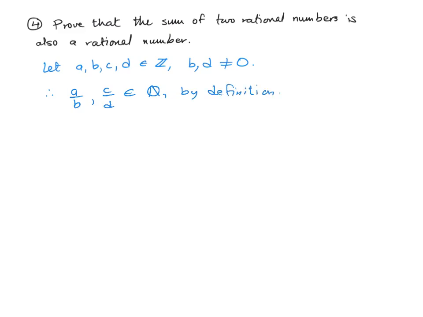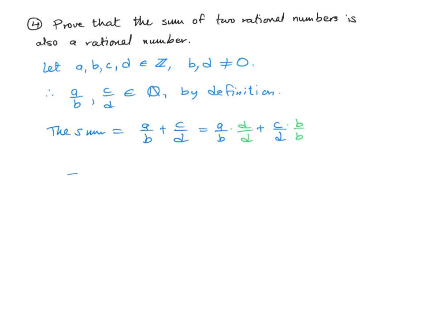Okay, so now it says prove that the sum of 2 rational numbers is also a rational number. So let's now add them. So the sum equals A over B plus C over D. And in order to add these rational numbers, I need a common denominator. So it's going to be A over B and then times D over D plus C over D and then times B over B.